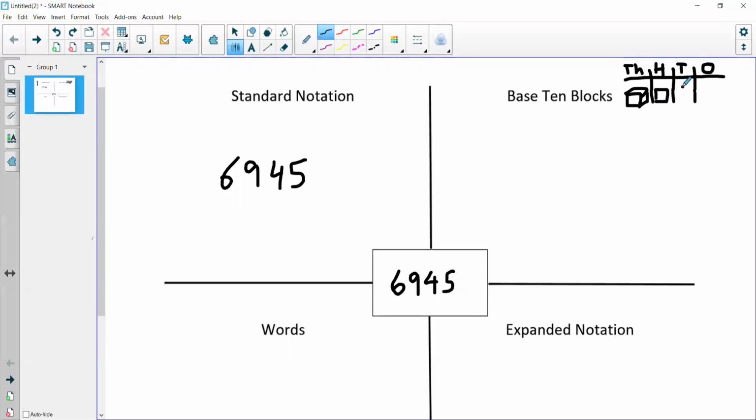Tens can be represented with rods that look like long lines. And ones can be represented with units. You could also just draw a dot as the representation. To show 6,945 in base 10 blocks, I am going to draw 6 thousands, 9 hundreds, 4 tens, and 5 ones.